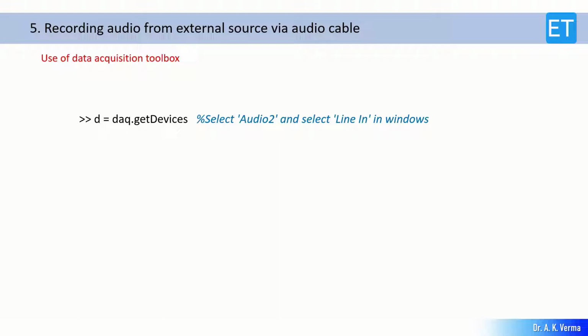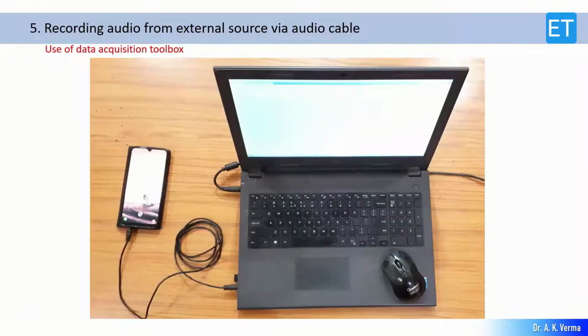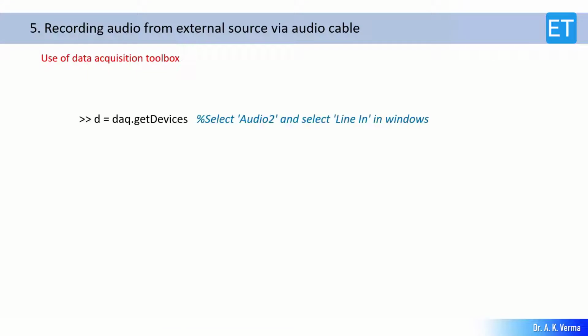First of all, you need to execute this command, getDevices, because for recording audio from an external musical source, you need to use the line-in port of your laptop. Why line-in? Because the music player gives audio output which is pre-amplified. Since it is pre-amplified, we don't need pre-amplification as in the case of a microphone. So we will use the line-in port here. At this moment I don't know what the device ID of the line-in is in the MATLAB environment, so first of all we need to execute this command. Once you execute it, MATLAB will show you a list of all the audio input and output devices of your computer, from where you can find the device ID of your line-in. In my case it is Audio2.